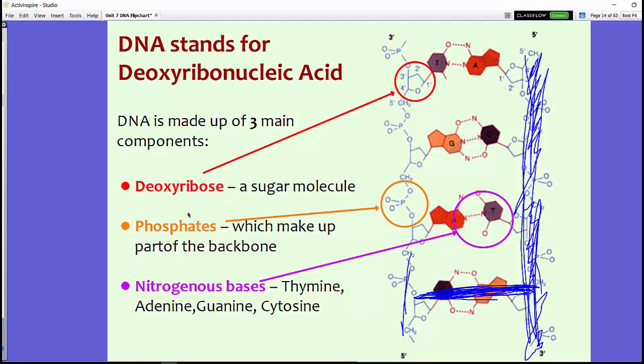We also have phosphates, and phosphates make up part of the backbone of the DNA. Remember, that side part of the ladder, the phosphates are important to make up that side part. And then we have these nitrogenous bases, and we know that there are four nitrogenous bases for DNA. We have thymine, adenine, guanine, and cytosine, and we're going to talk more about those in the next slide. But you can see here, the nitrogenous bases make up the rungs of the ladder. So phosphates make up the sides, kind of like the backbone, and the nitrogenous bases make up the rungs of the ladder.